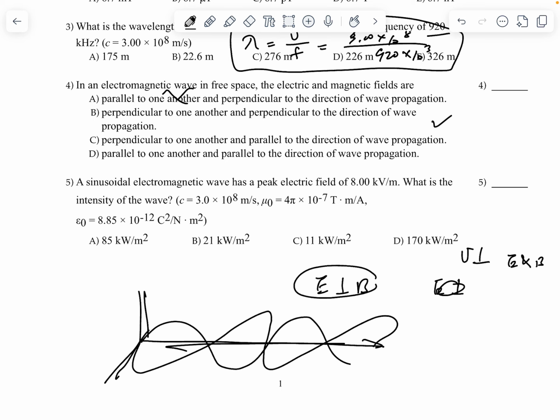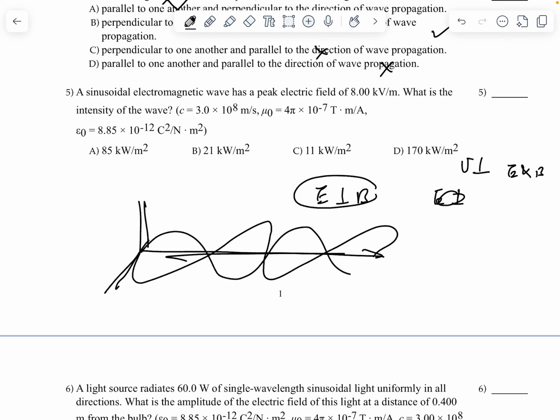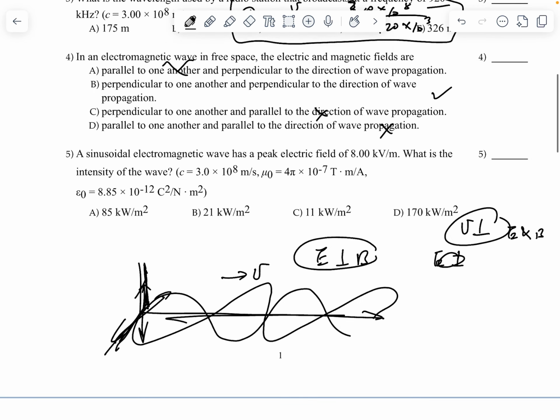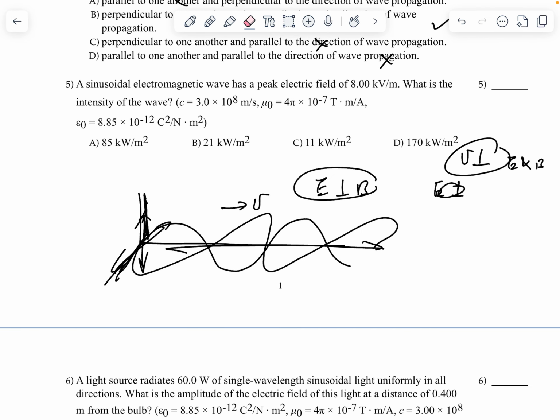So it looks like option 2 is good: perpendicular to one another, and both perpendicular to the wave direction. So number 2 is right. Basically, E is perpendicular to B, and E and B are both perpendicular to the speed of the wave direction. So this is V, E is this direction, B is this direction. All right.